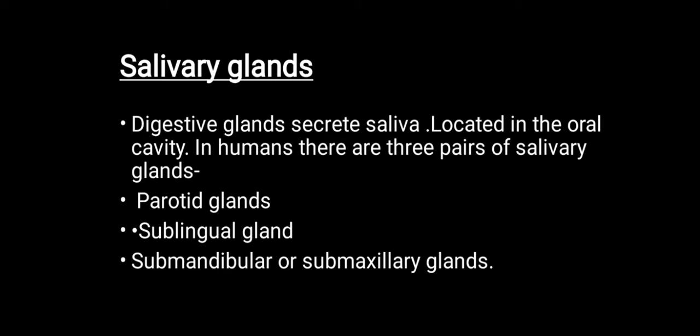In humans, there are three pairs of salivary glands. They are a pair of parotid glands, a pair of sublingual glands, and a pair of submandibular or submaxillary glands. So these are the names of salivary glands, and there are three pairs of salivary glands in the buccal cavity of humans.